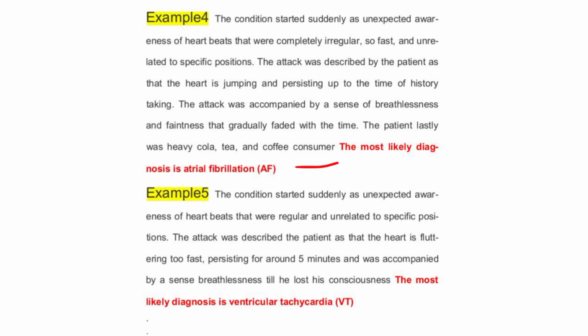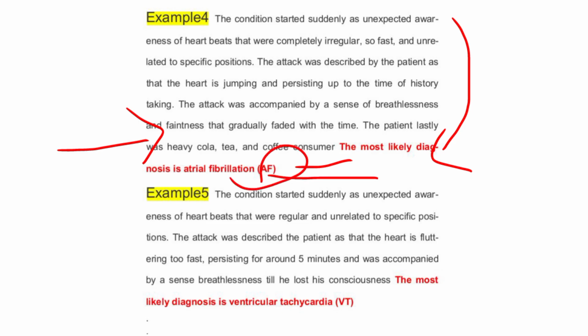Next we have a diagnosis of atrial fibrillation. These symptoms lead to this diagnosis. The condition started as unexpected awareness of the heartbeat that is irregular and so fast and is described as a heart jumping and persisting up to the time of history taking, and there is a sense of breathlessness and fatigue, and the patient is a consumer of cola, tea and coffee. It is a diagnosis of AF, atrial fibrillation, when the heartbeat is increased.